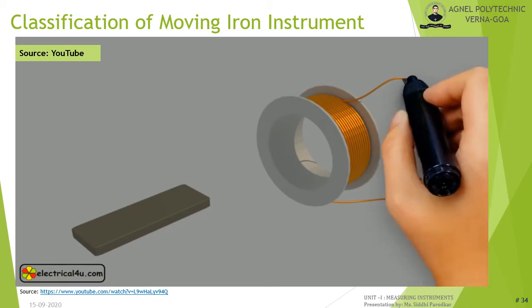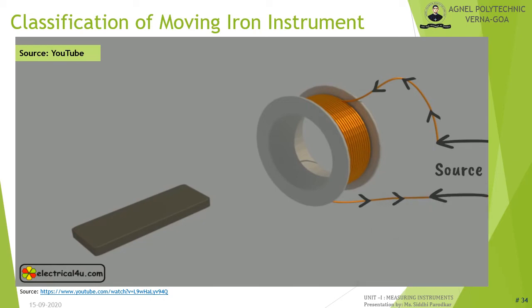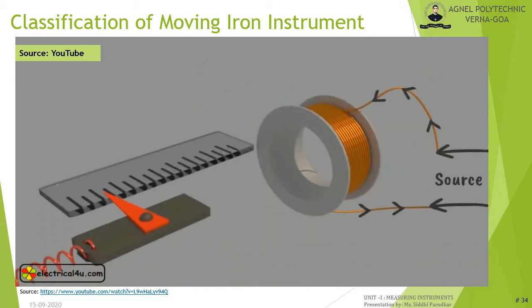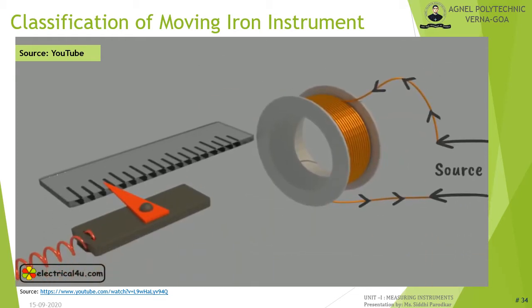Let us connect this source with this coil. When the current is flowing through the coil, it produces flux. Hence, this coil becomes an electromagnet. Naturally, the iron vane moves. This iron vane will move in such a way so as to increase the flux of the electromagnet. Thus, the vane tries to occupy a position of minimum reluctance. Thus, the force produced is always in such a direction so as to increase the induction of the coil.